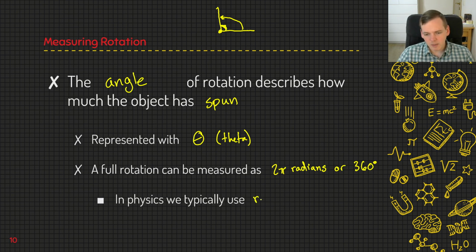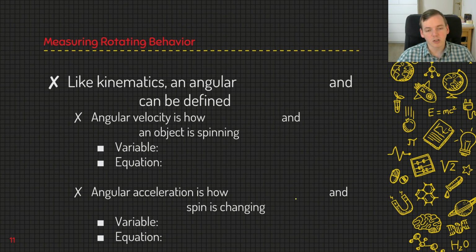In physics, we typically use radians when we're talking about rotations. Sometimes you'll see full rotations or revolutions, but for the most part, we want to be thinking in terms of radians. Now, why do we want to talk about radians? Well, it's because when we start measuring things, it'll end up getting easier, which we'll see in a later video. So like kinematics, we can have an angular velocity and an angular acceleration.